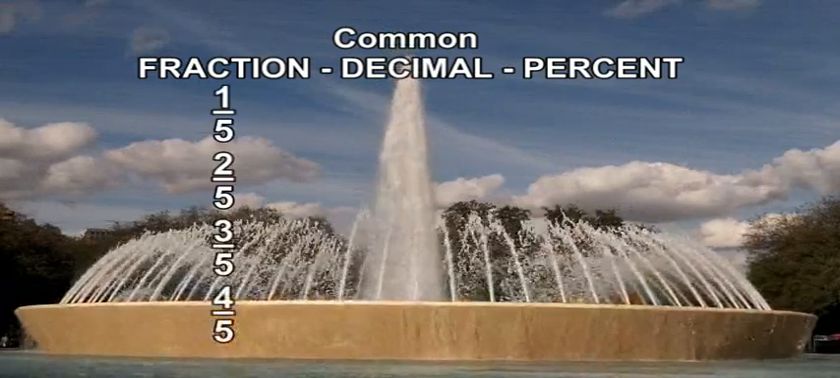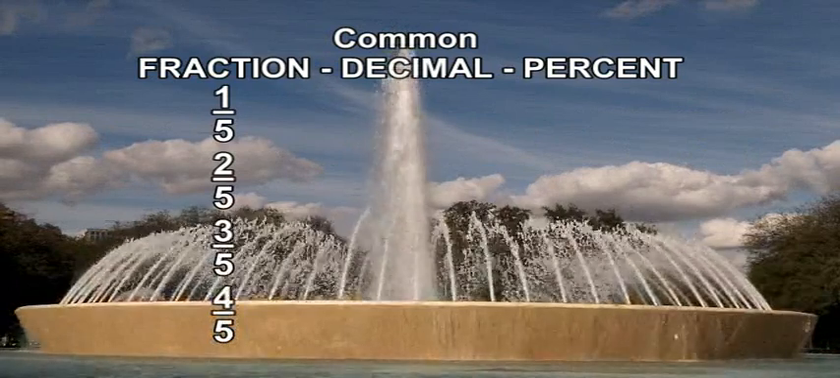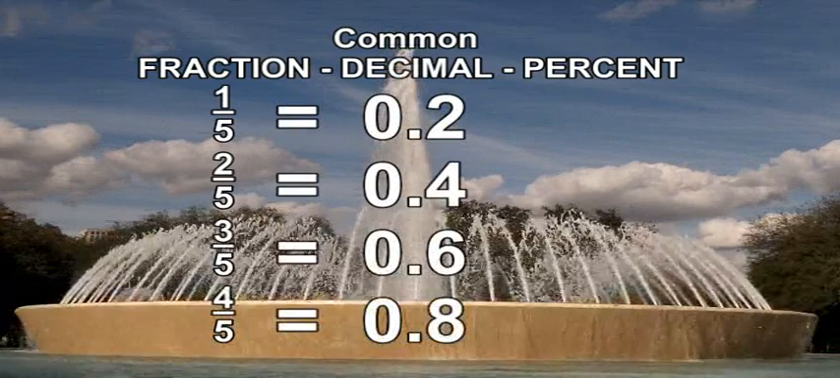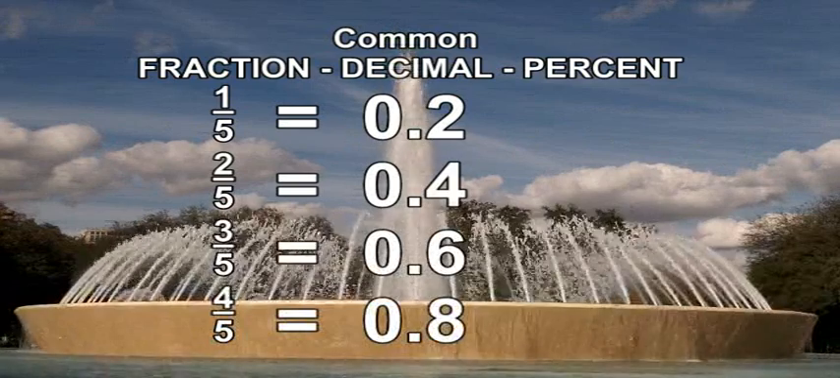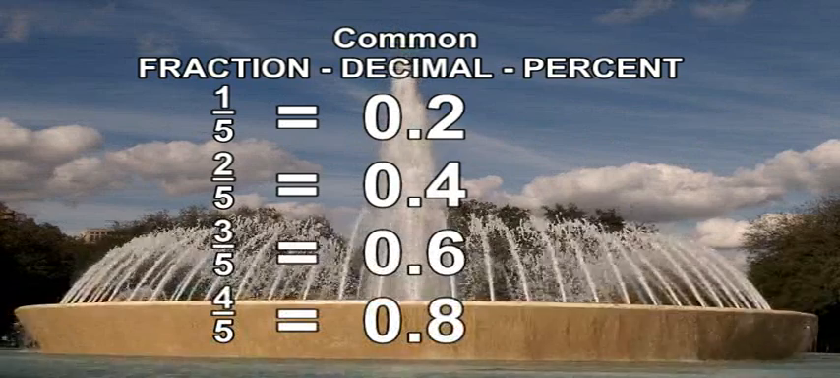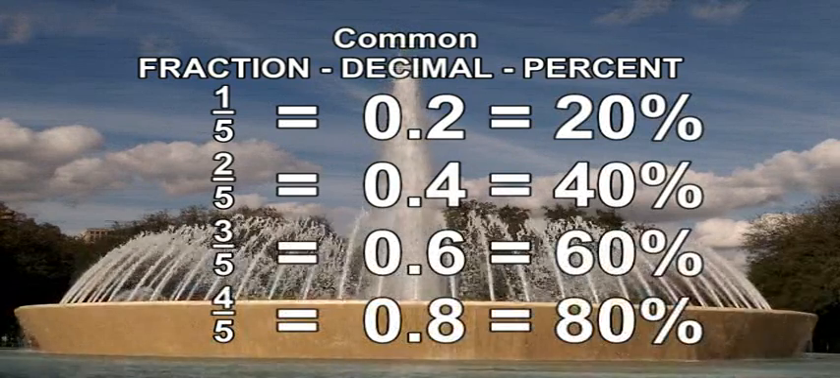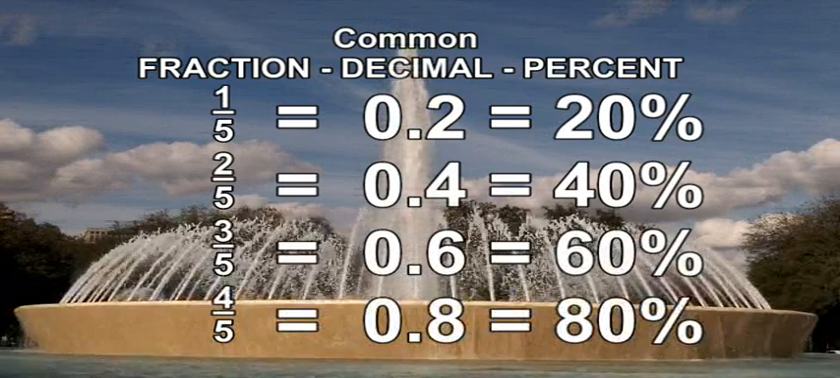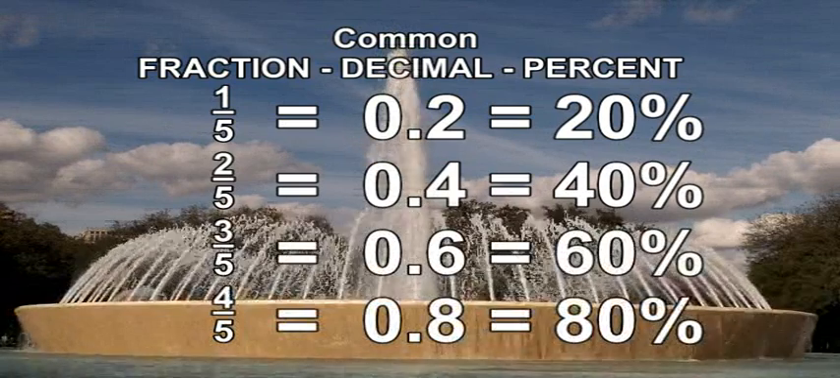Now the fraction lineup gives you the fifths: 1/5, 2/5, 3/5, and 4/5. To make fifths into decimals, you need to remember 2/10. Every fifth is 2/10. 1/5 is 2/10, 2/5 is 4/10, 3/5 is 6/10, and 4/5 is 8/10. And to convert the decimals to percents, you need to remember 20s. 1/5 is 20%, 2/5 is 40%, 3/5 is 60%, and 4/5 is 80%.